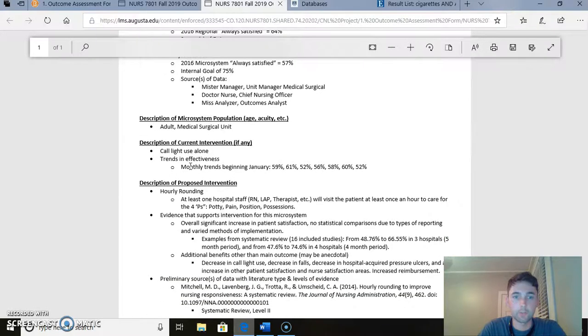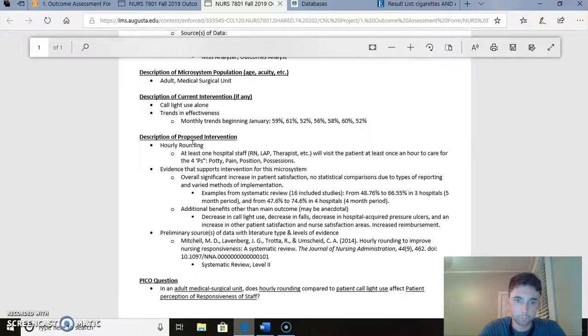Description of current intervention, call light use, that's all. And then they include the trends for every month, which I think was pretty neat. And then they talk about their intervention. Their intervention is hourly rounding. So they want at least one hospital staff to visit the patient once an hour to care for the 4 Ps, potty, pain, position, possessions. Excuse me.